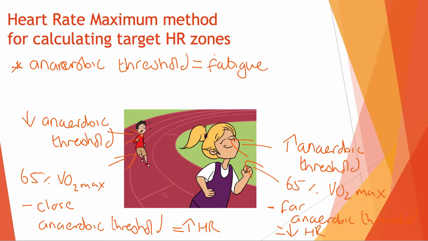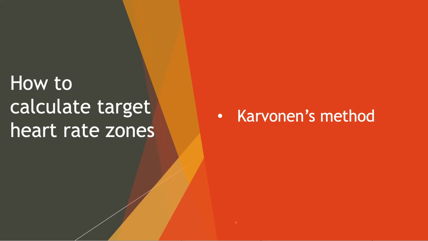Now, the heart rate maximum method that we've just looked at doesn't do that. If these two individuals are the same age, it says that they have the same working heart rate. But if their anaerobic thresholds are at different levels, if one person is fitter than the other, then actually their working heart rates should be different in order to account for that. And there is a different method, rather than using the heart rate maximum method, that takes that into account.